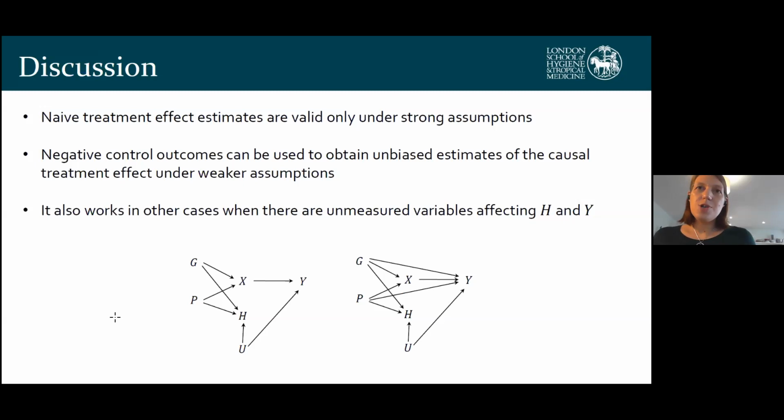A couple of slides, just some discussion points and some other work we're doing on this. So we have shown that those naive treatment effects used in those early studies are valid only under quite strong assumptions, although it looks like those assumptions might not be too bad here. Negative control outcomes can be used, however, to obtain unbiased estimates of that causal treatment effect under weaker assumptions. There are some other scenarios in which this can also be used, like when we have measured health status variables, but we have some unmeasured confounders of those health status variables and the outcome. So it can be shown that these methods can be used in a slightly more general setting.